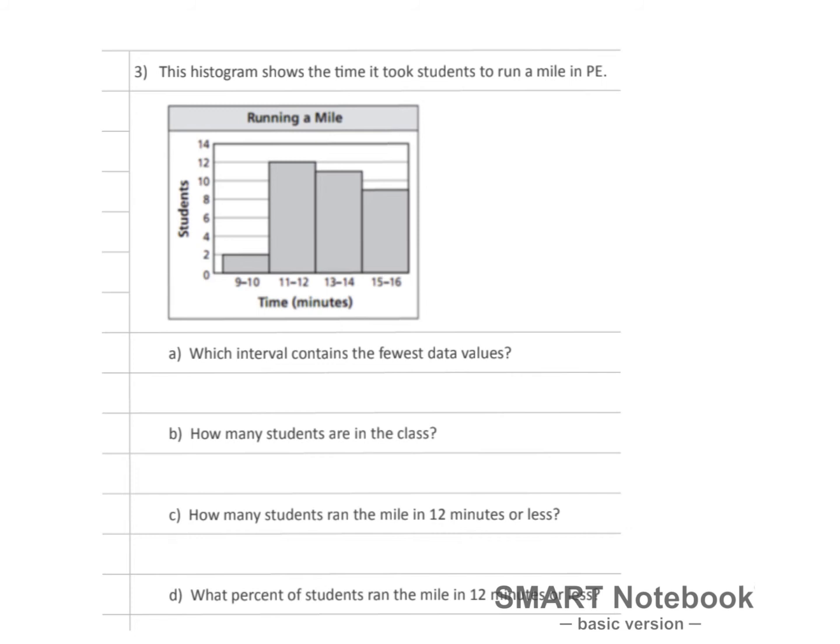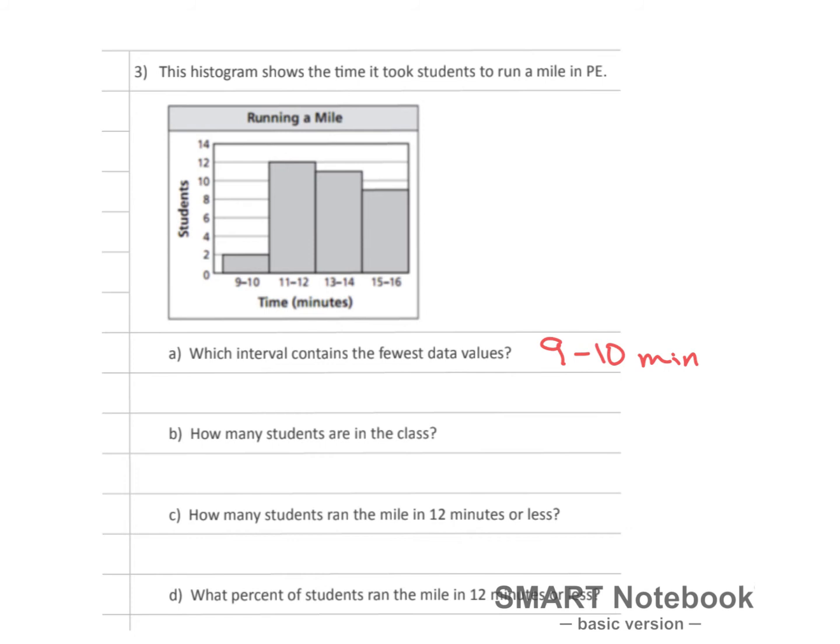Again, we're going to deal with some things that we're going to have to solve. Histogram shows time it took students to run a mile in PE. Which interval contains the fewest data values? So which one has the lowest bar? That would be 9 to 10 minutes.